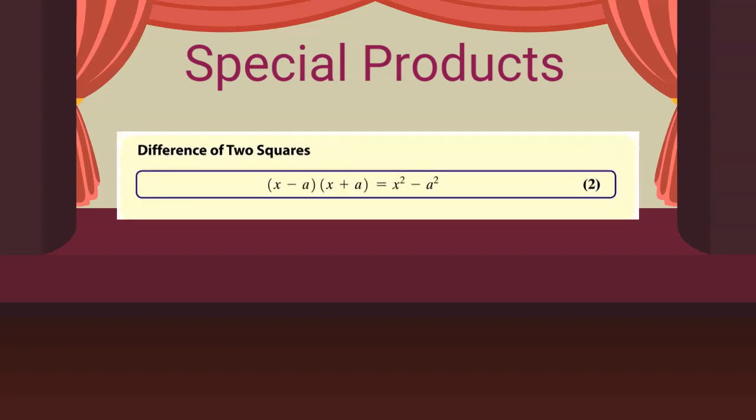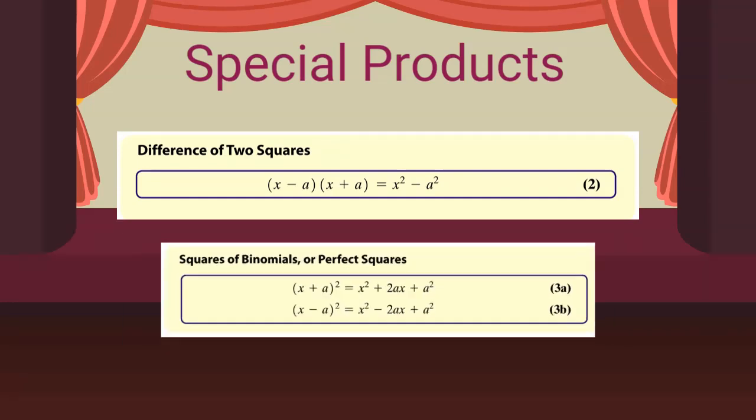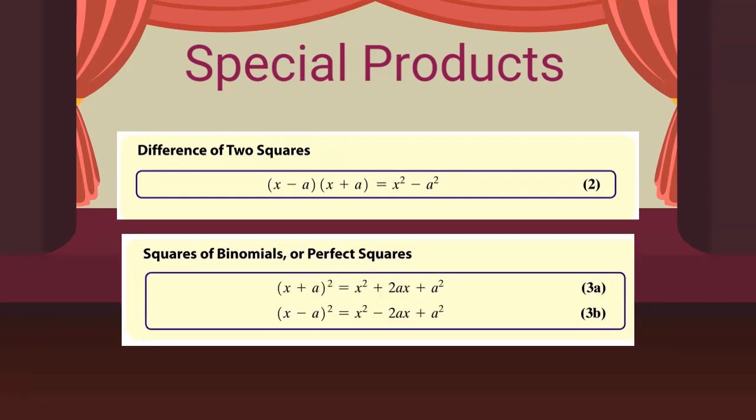The first is called the difference of two perfect squares. Here I have x squared minus a squared, and you can see that it can be factored by x minus a, x plus a. The next set is a sum or a difference squared. You can see it's x squared plus 2ax plus a squared. The only difference between the sum and the difference is that first sign.